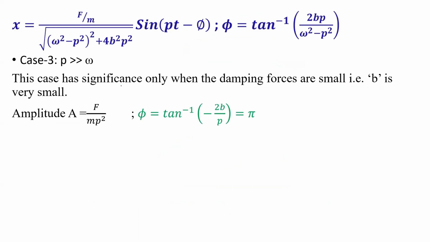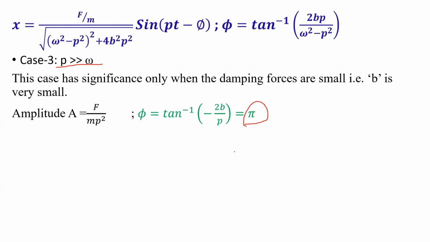In this case, it is significant only when the damping force is small. That is, b is very, very small. In that case only this is possible. Otherwise, the system cannot sustain any oscillations here. But in this case, both are out of phase. There is a phase difference of pi between the applied periodic force and the forced oscillations. So these are the three different cases in forced oscillations.